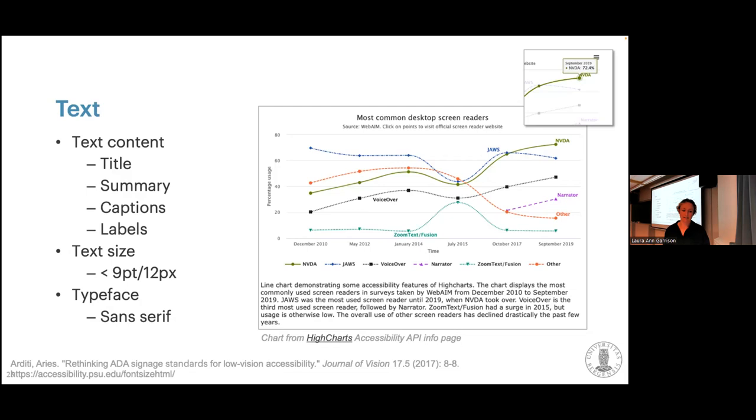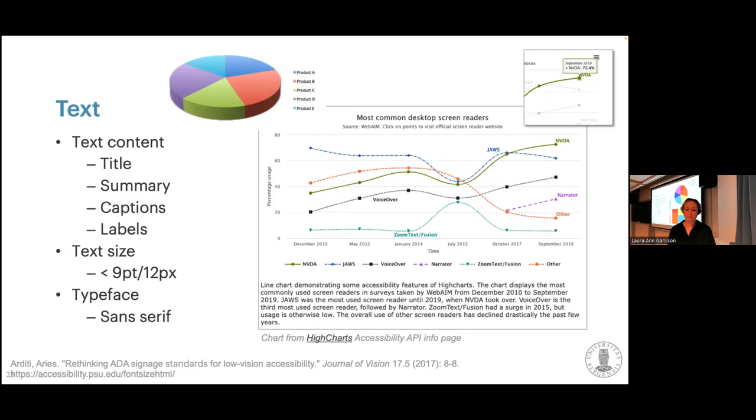Text size should also be no smaller than 9-point or 12 pixels. And typeface should be sans serif. So serif is when you have the little feet, and that's harder, especially for people with cognitive disabilities, to understand. And this pie chart, again, is not great in terms of text. The text is small. Obviously, this is a shrunken image, but in the original size, the text was too small. And there's no title, there's no summary, there's no captions.